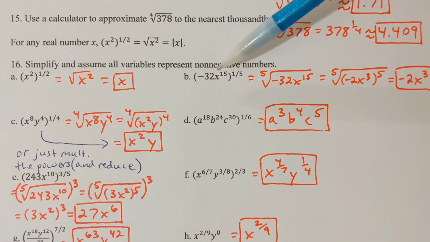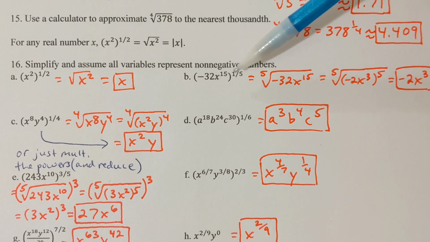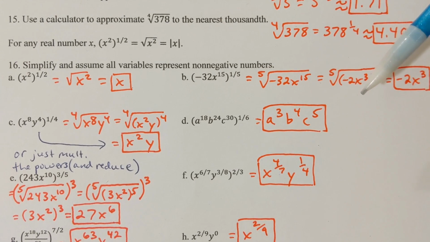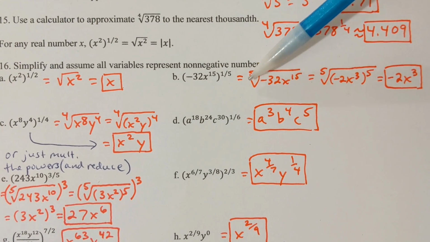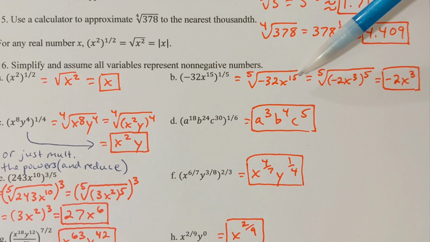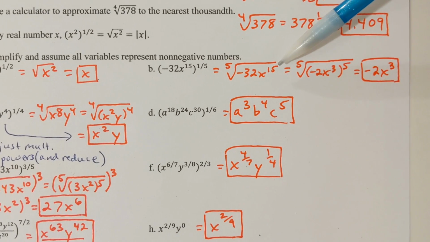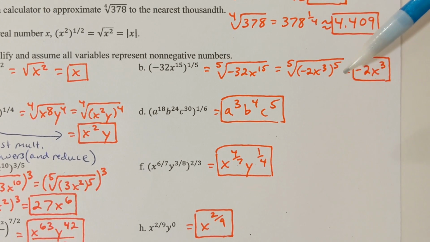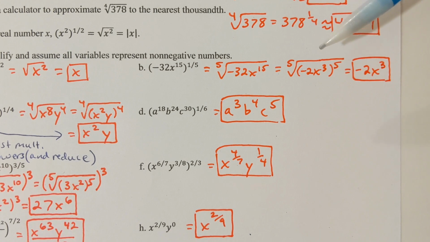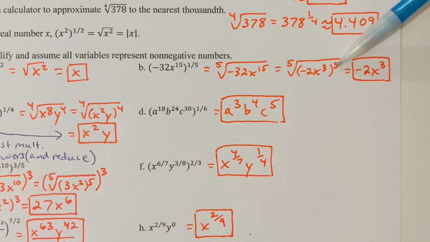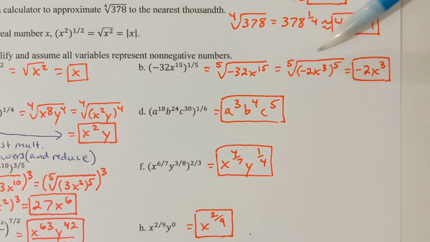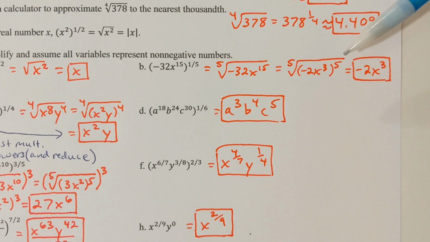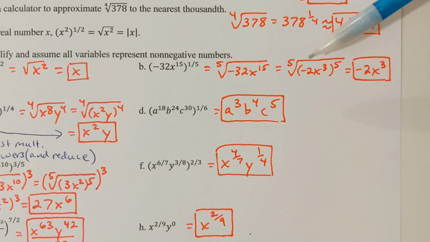So how about the negative 32x to the 15th, to the 1/5 power? Well, here'd be what that looked like in radical form. The 5th root of negative 32x to the 15th. Now when simplifying radicals, the plan is to have the index and then the power underneath match, because then those two items are going to go away, right? And so that's what I'm doing here.